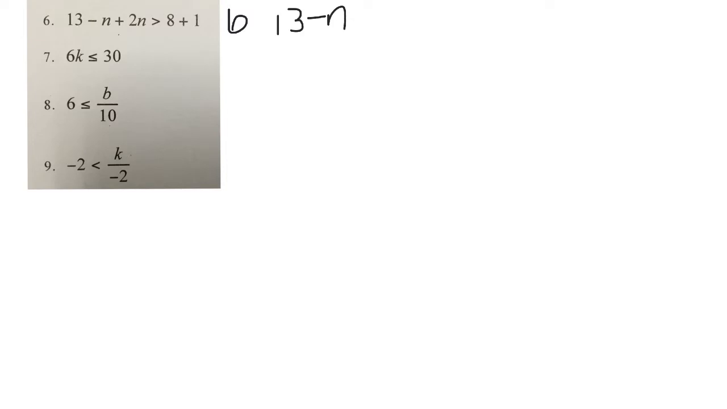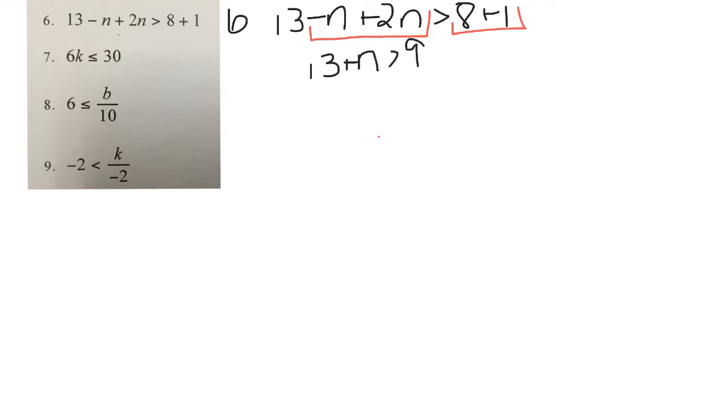13 minus n plus 2n is greater than 8 plus 1. So let's look for some like terms, because it looks like I have more than one variable. I have negative n plus 2n, and I have 8 plus 1. So we have 13 plus n is greater than 9. 8 plus 1 is 9. Negative n plus 2n is positive n.